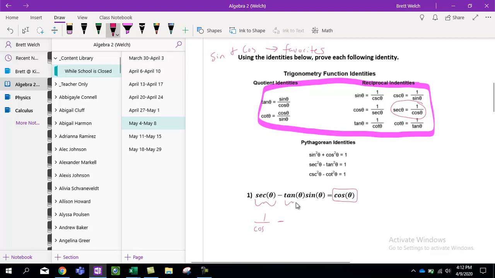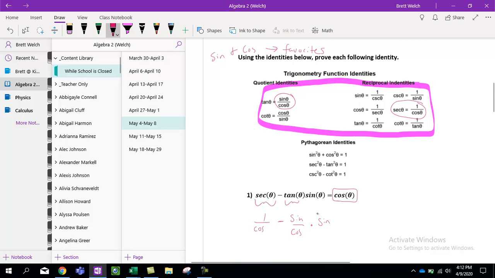Instead of writing tangent, I'm going to write what tangent's equal to. This one here, where you say tangent is 1 over cotangent, I wouldn't ever write it unless I had a cotangent in the problem somewhere. And since I don't, I'm going to come over and select this. Instead of tangent, I'm going to put sine over cosine. And I still have times sine.